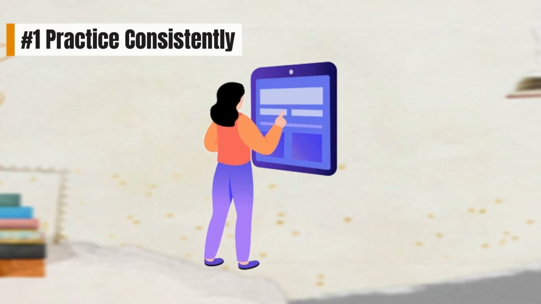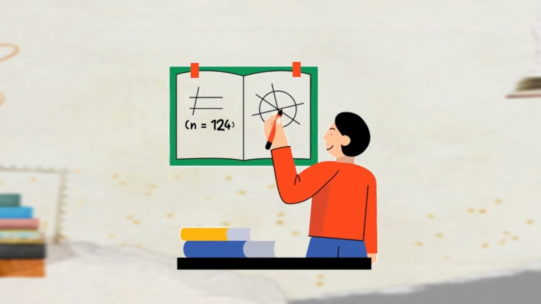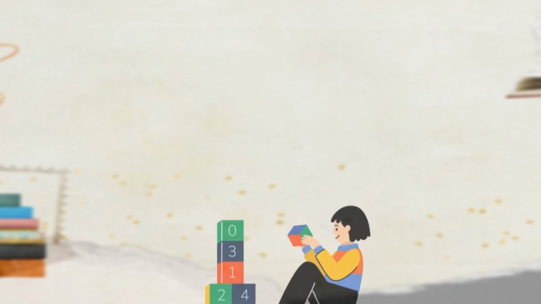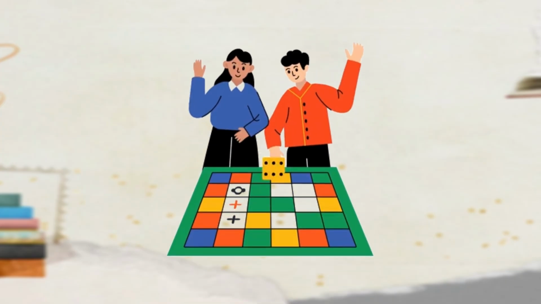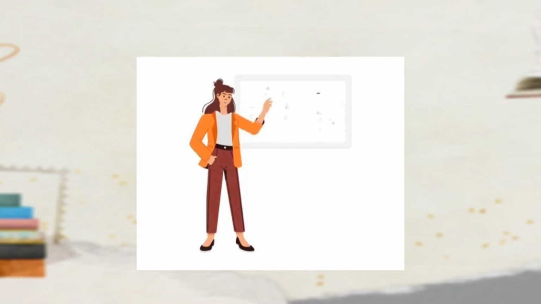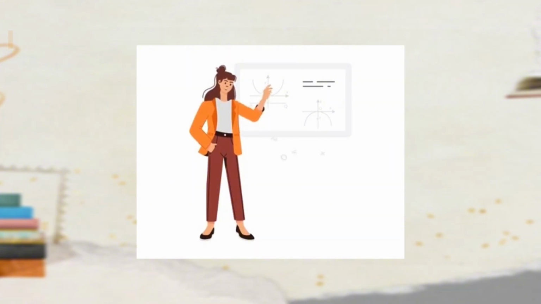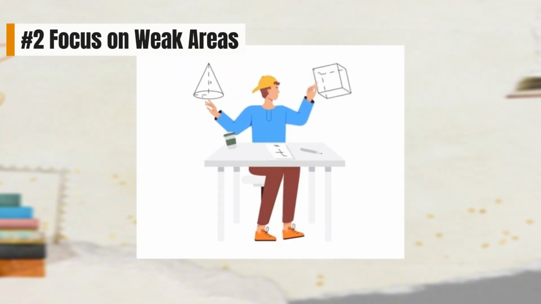First, practice consistently. Short, focused practice sessions are usually more effective than long, stressful ones. A 15-minute practice session that is calm and focused can be more helpful than a long session where your child feels tired or frustrated. Second, focus on weak areas.